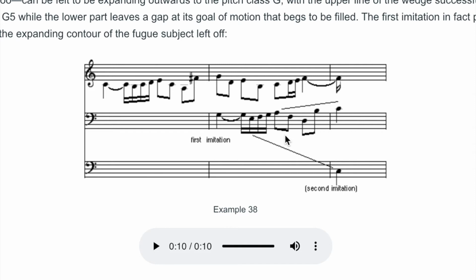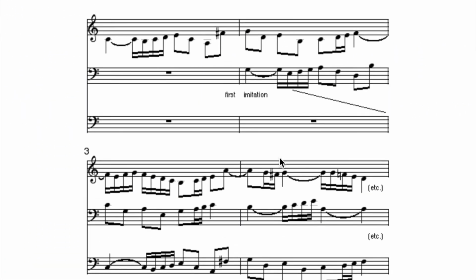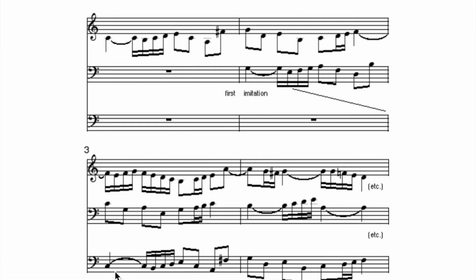So this is an example of a tonal rather than a real answer or real imitation to the first fugue subject. Whereas when we go to the second imitation, that one we could refer to as a real imitation, because even though it's an octave lower, nonetheless it's preserving precisely the same interval relationships throughout.